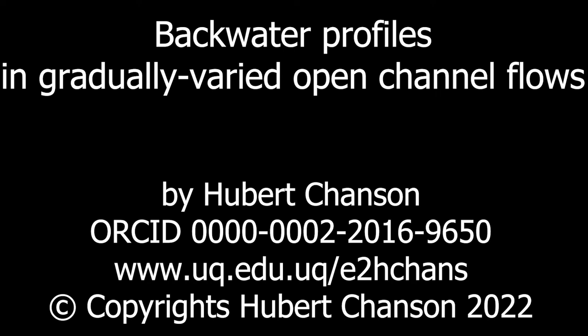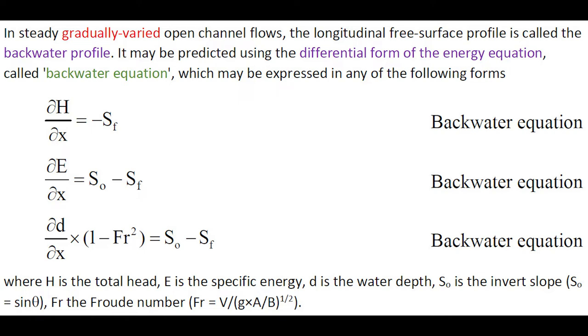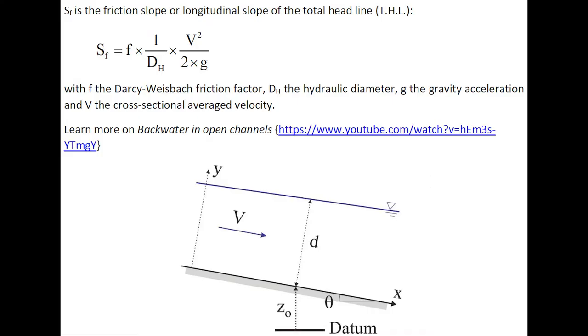In steady, gradually varied open channel flow, the longitudinal free surface profile is called the backwater profile. It may be predicted using the differential form of the energy equation called the backwater equation, which may be expressed in terms of the total head, H, the specific energy, E, or the water depth, D. In this equation, SF is the friction slope, or the slope of the total head line, in which F is the Darcy friction factor. One may look at the YouTube video movie Backwater in Open Channels.